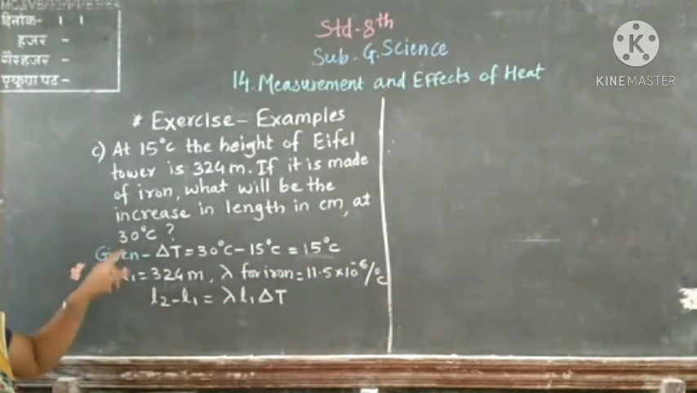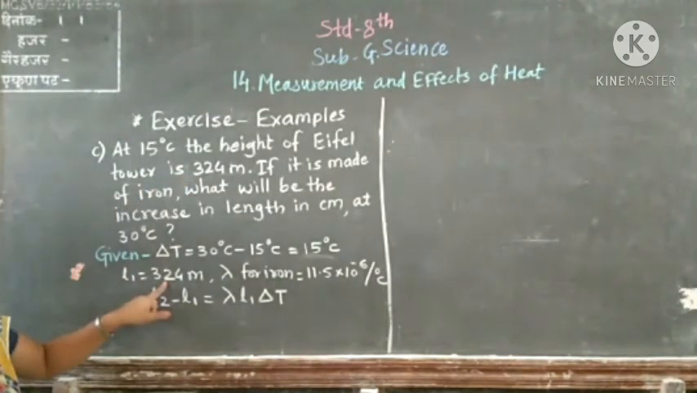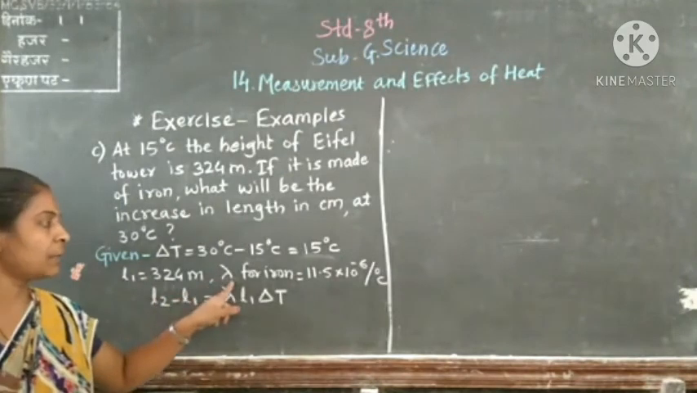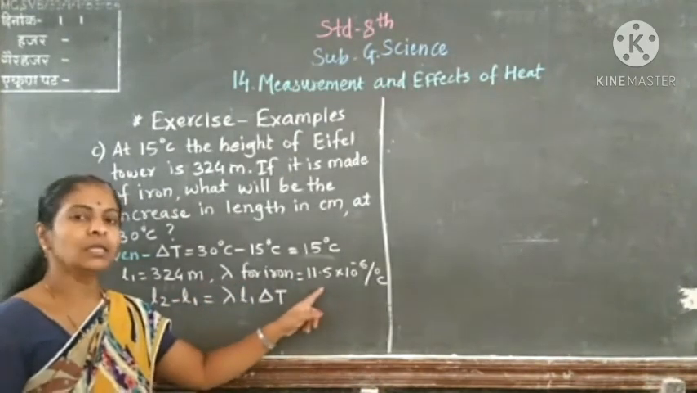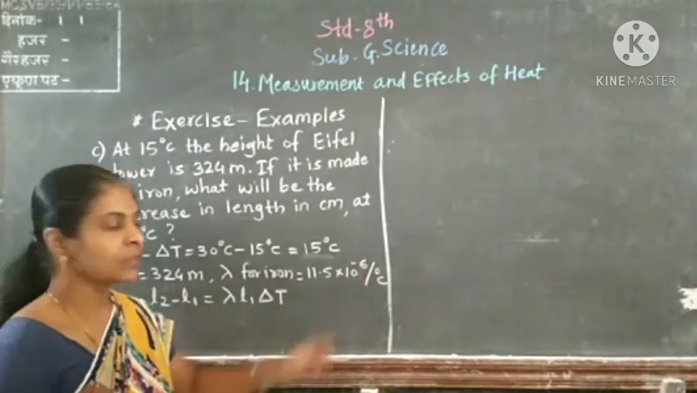Then L1 is given, initial length that is 324 meters. Then lambda for iron that is 11.5 into 10 raised to minus 6 per degree Celsius.